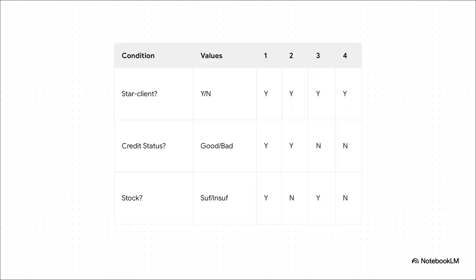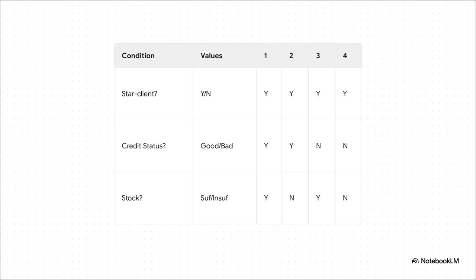Now for step 3, and this is where the real power starts to show. We have 3 conditions, right? And each one has 2 possible answers, yes or no. So we just do the math. 2 to the power of 3 is 8. That's it. That's our magic number. We know we need exactly 8 rules to cover every single possibility. No more, no less.